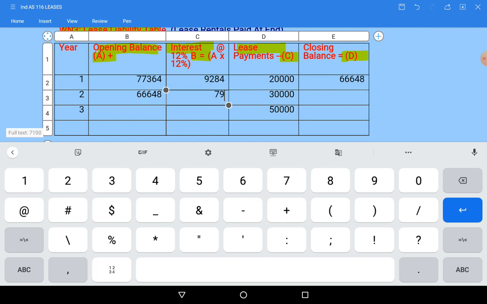Approximately 7,998. So 66,648 plus 7,998 minus 30,000. The second year end closing balance is 44,646. I am using a calculator. This is how it will be.